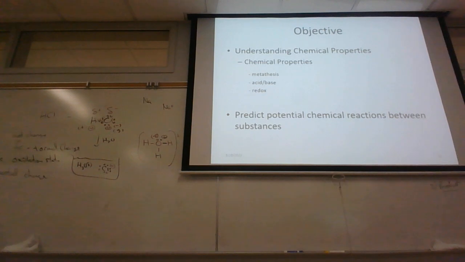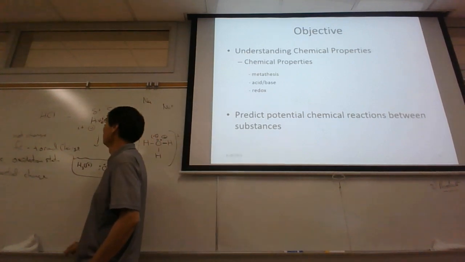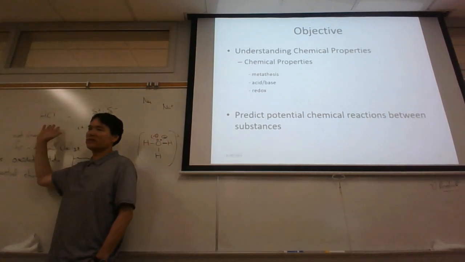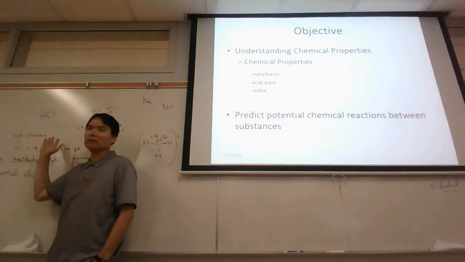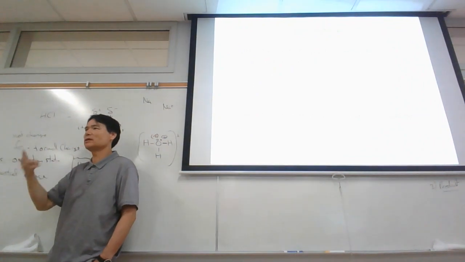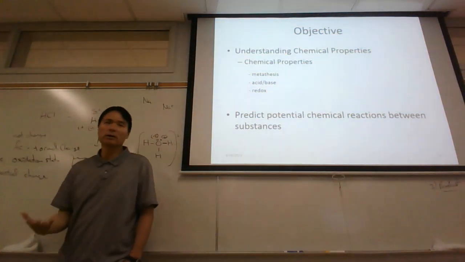So when I ask for chemical properties, what are the chemical properties of HCl? Then I'm asking for three things. What are the metathesis properties of HCl? What are the acid-base properties of HCl? And what are the redox properties of HCl? And so once I answer those three things, then I have all the chemical properties of HCl that I want.